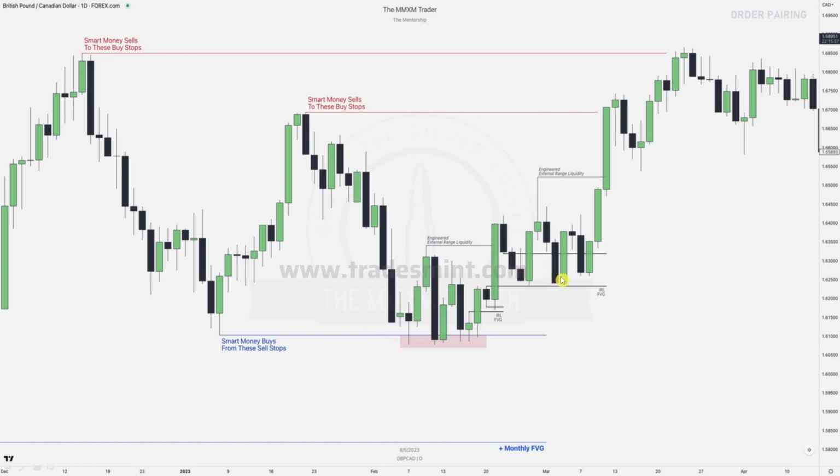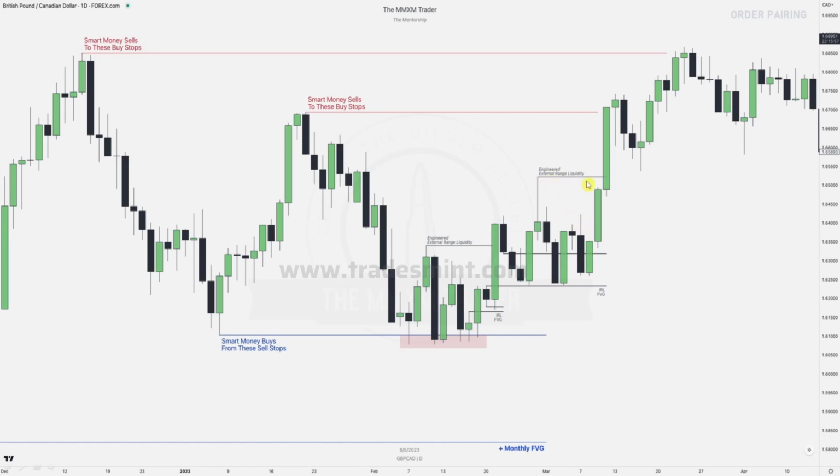So as long as these bodies are respecting this daily fair value gap, we are still good to go into external range liquidity. So we're going from external into internal, into external, back into internal, right? And once we reach internal range liquidity, we start to accumulate here again, going again for that external range liquidity.